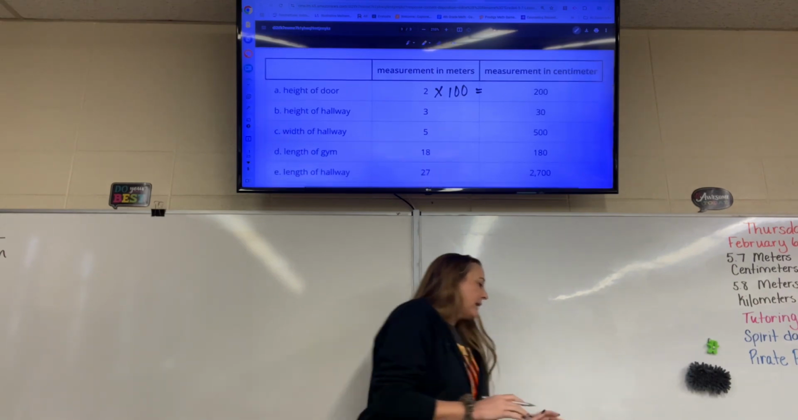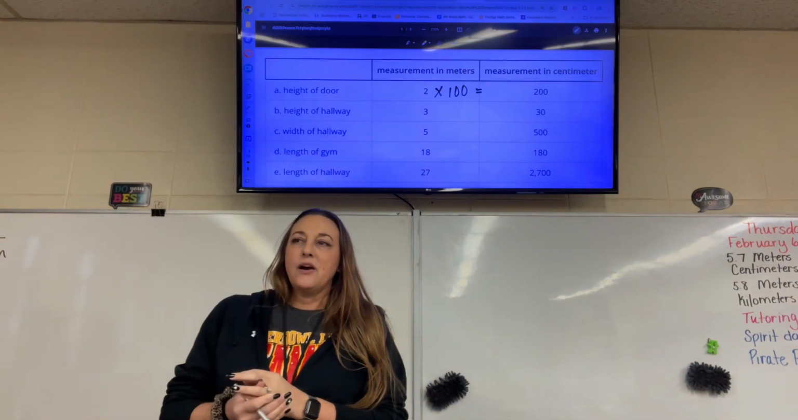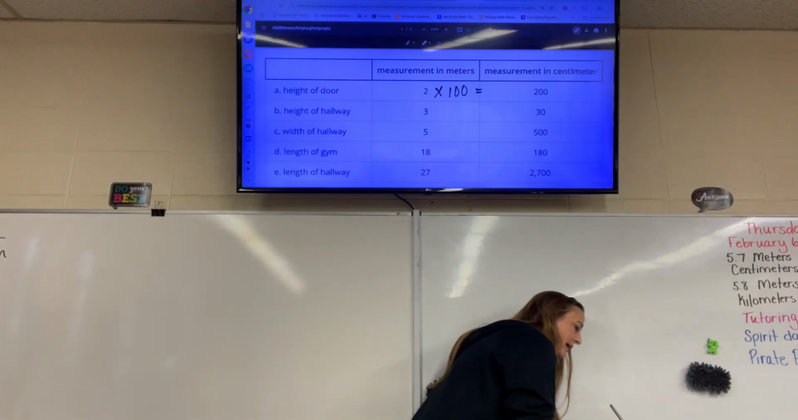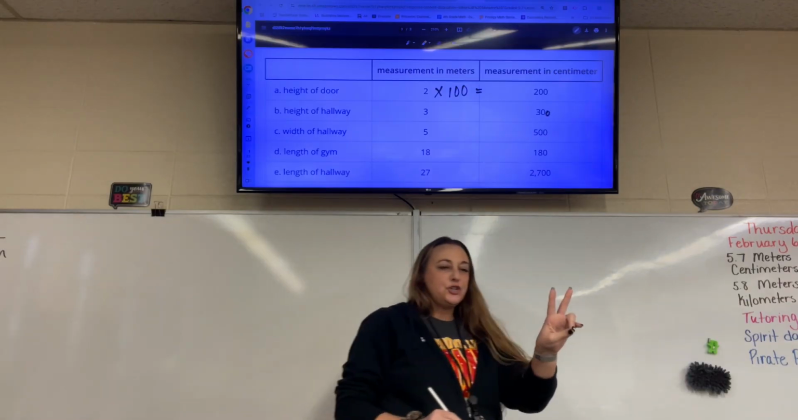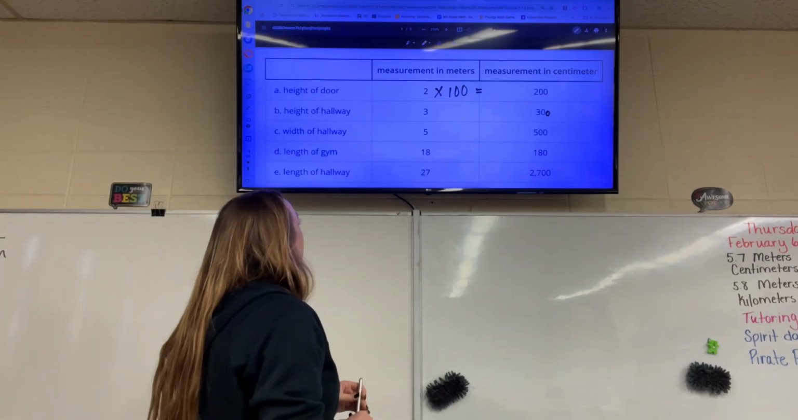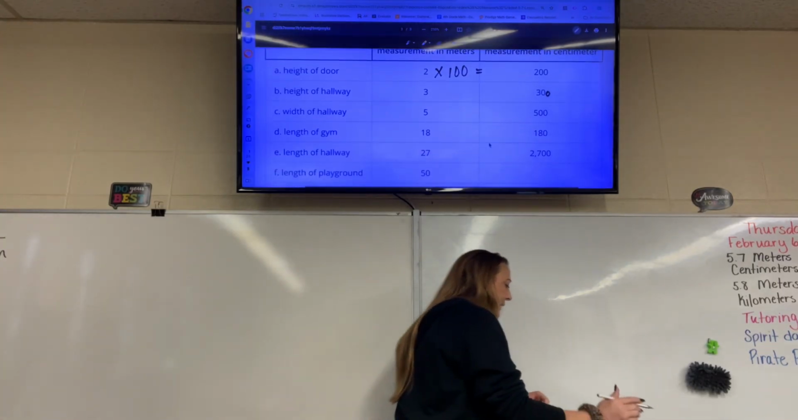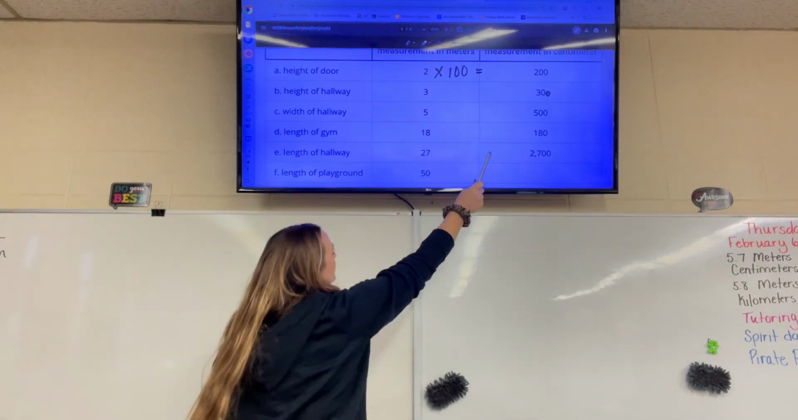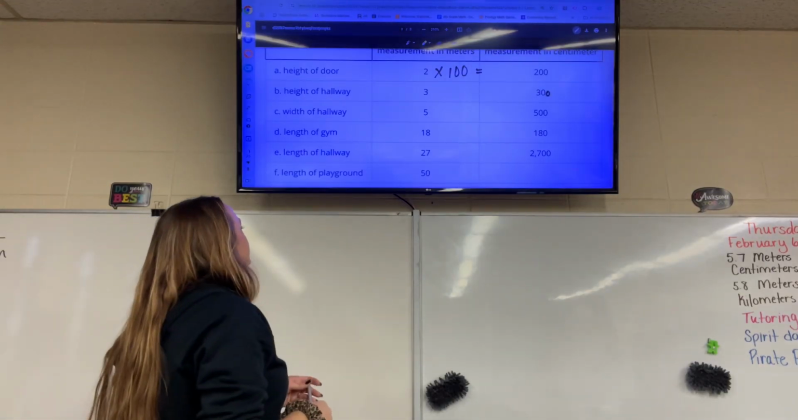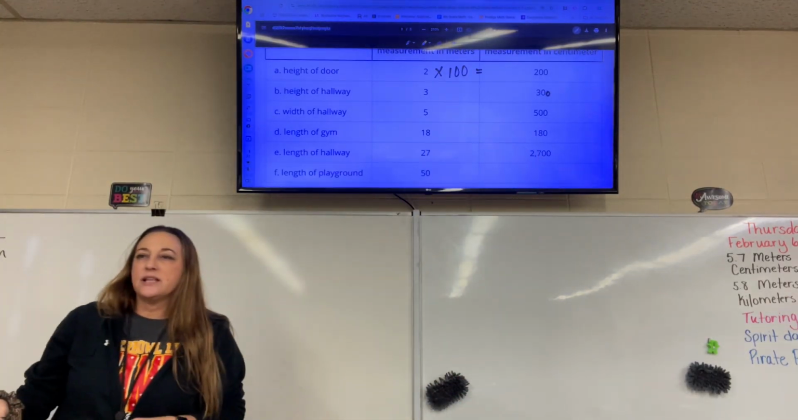So did she do the correct answer on B? Ari, what should it be? Should be 300. We're multiplying by 100, which means we need 2 zeros after our numbers. Nope, we already did A. We're on B. So the width of the hallway, she measured it as 5 meters, which would be 500 centimeters. Is that one right? Yep. On D, the length of the gym, she measured it at 18 meters or 180 centimeters. Is that one right? Jackson? Yes.